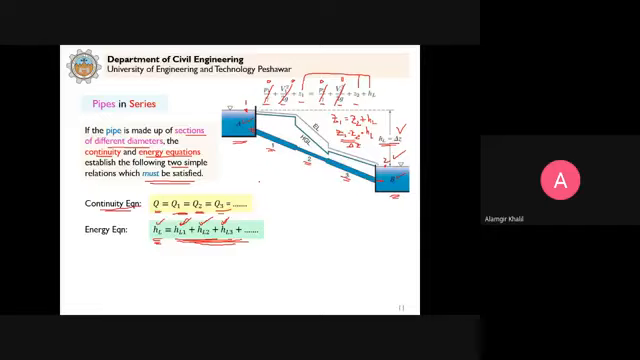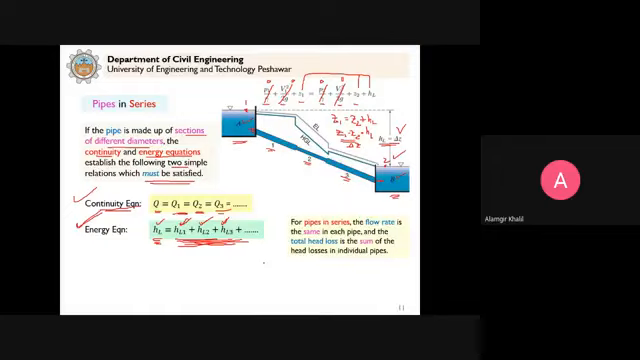So now remember, whenever pipes are connected in series, these two conditions must be satisfied. One is the continuity equation. It means that the same discharge will occur through all the pipes when they are connected in series. And the energy equation says that the total head loss through the entire system will be equal to the sum of the individual head losses through all the pipes connected in series.